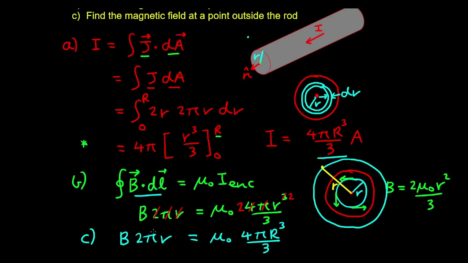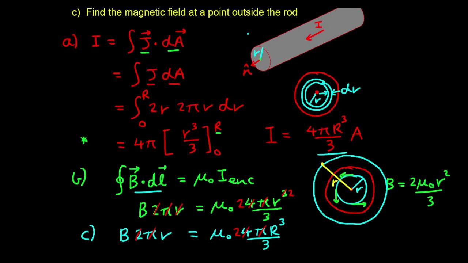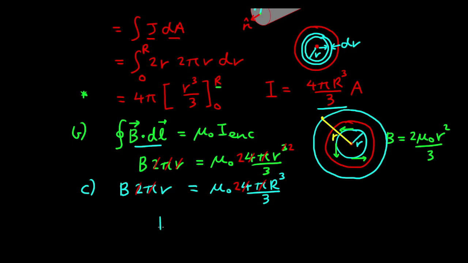And again, doing some algebra, we cancel pi, we cancel 2, and then dividing through by r gives the magnetic field is 2 mu naught by R cubed on 3r. So note that for this case, it's for r greater than the radius of the rod, and in part B, we obtain the magnetic field where r is smaller than the radius of the rod.